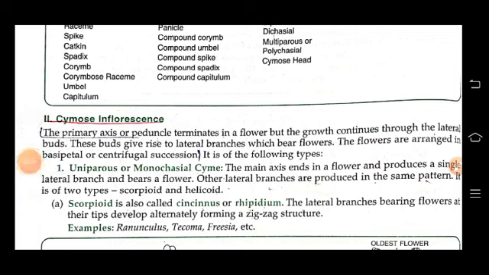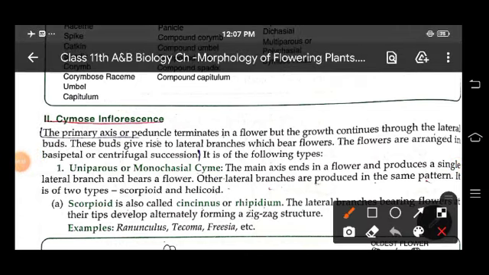Now come to cymose inflorescence. So the primary axis or the peduncle terminates in a flower, but the growth continues through the lateral buds. Now these lateral buds give rise to lateral branches which bear flowers, and the flowers are arranged in basipetal or centrifugal succession. Now they are also of several types. Number one is uniparous or monochasial cyme. So in this, the main axis ends in a flower and produces a single lateral branch which bears a flower. Other lateral branches are produced in the same pattern.